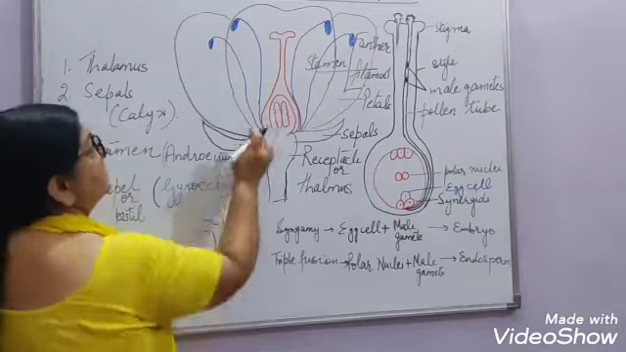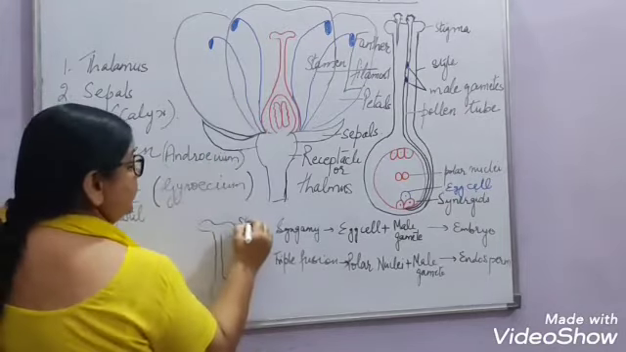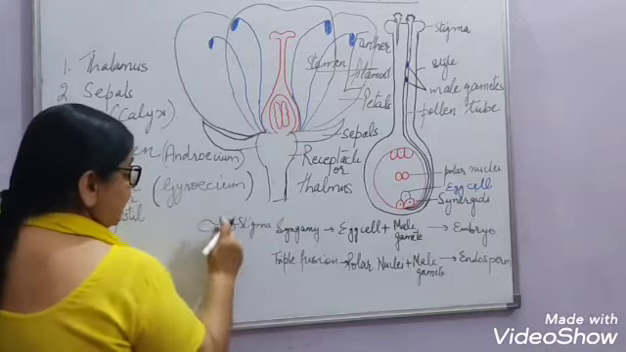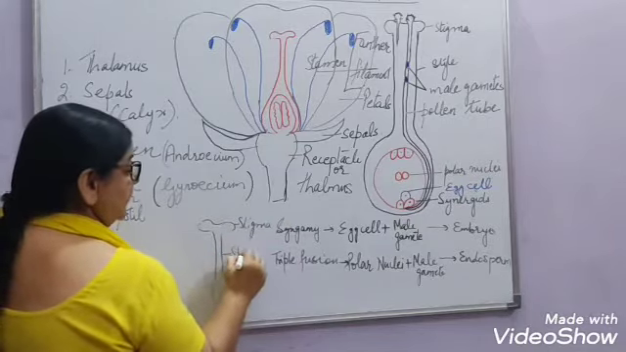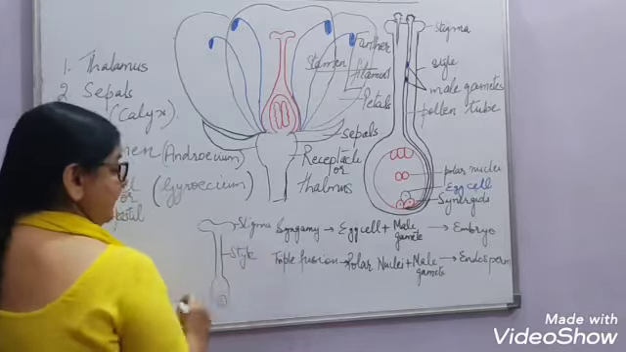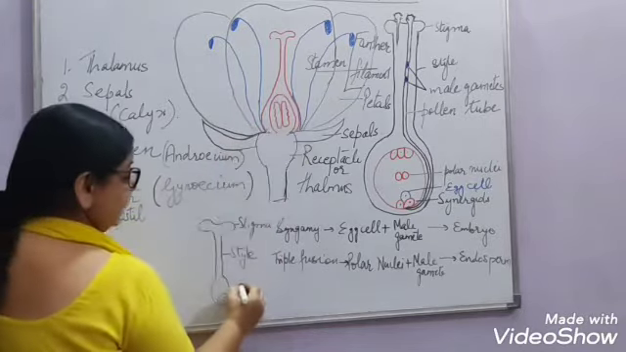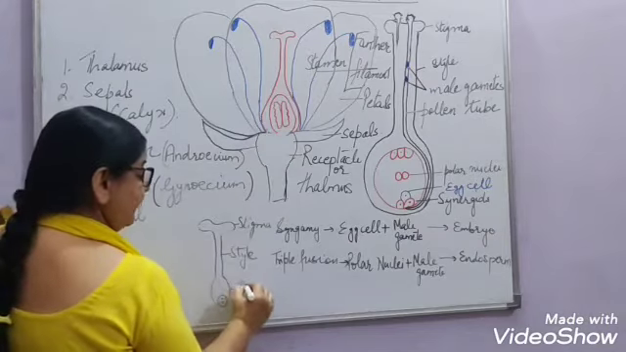This broad part is known as the stigma. Then this long tube-like structure is known as the style. And this broader part is known as the ovary.